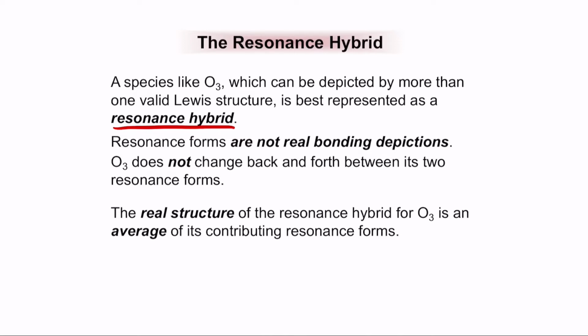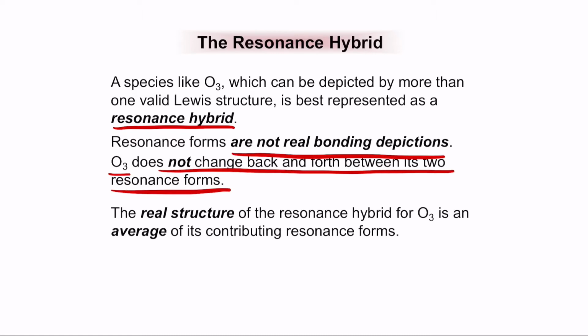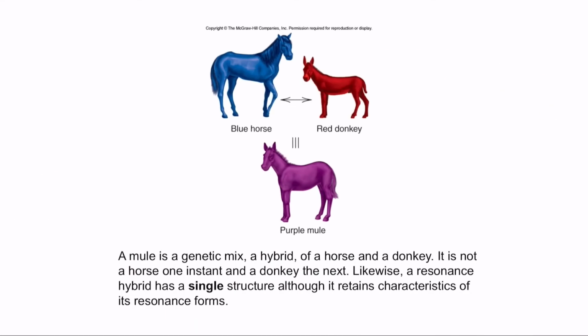a hybrid structure. So resonance forms are not real bonding depictions. Basically the ozone does not change back and forth between its 2 resonance forms. The real structure is basically the average of its contributing resonance forms. So think about it like, when you have a blue horse and a red donkey, you get a purple mule.